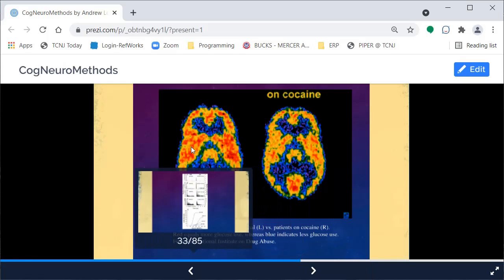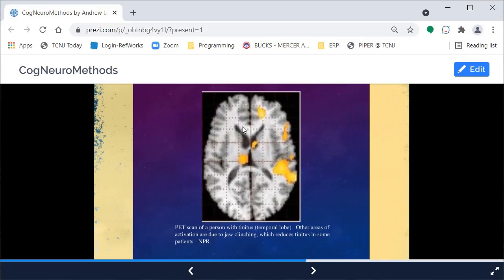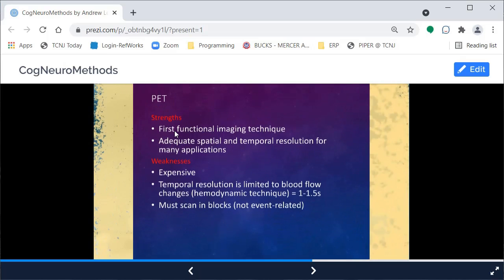So this is an example of a glucose scan. Here you have two patients: the control patient, and patients who are on cocaine. And you can see that with cocaine, the brain is less active in some areas. So that gives you an example of one of those slow scans. Here's a more common PET scan of somebody with tinnitus, and you can see that areas in the temporal cortex are active in this person when they have ringing of the ear. So there is no external stimulus, but yet their auditory cortex is acting like they're actually hearing sounds in their brain.